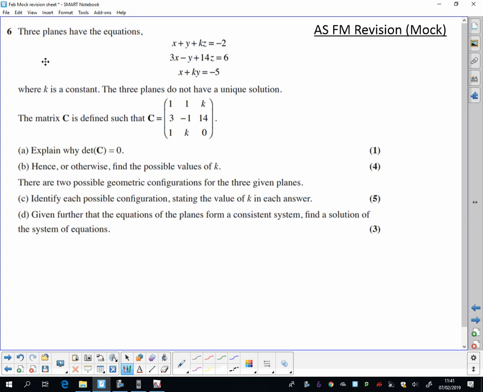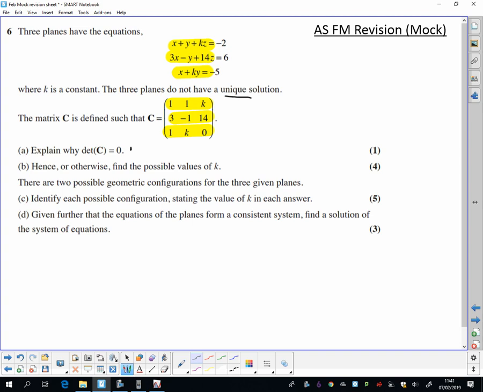So matrices and systems of equations. So we've been given the equations of three planes and there is no unique solution. Okay, and this matrix C is defined as this. Now if you have a look at matrix C, you should be able to see that these values are the same as the coefficients in our system of equations. So why is the determinant of C 0?